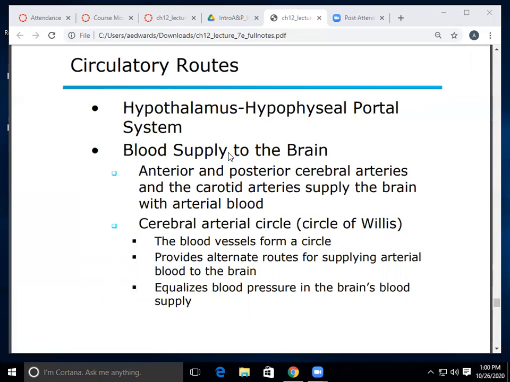All right, so your anterior, front, posterior, back, cerebral arteries, and the carotid arteries in your throat supply your brain with arterial blood, okay? Blood from your systemic circulation. You'll actually form what we call a cerebral arterial circle. It just forms basically a loop. We call that circle of Willis.